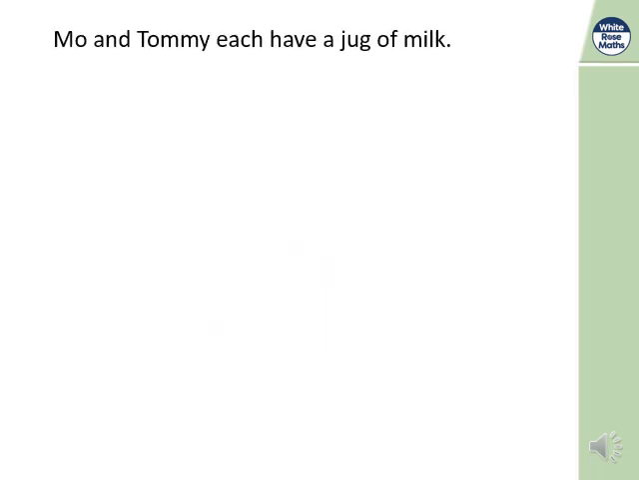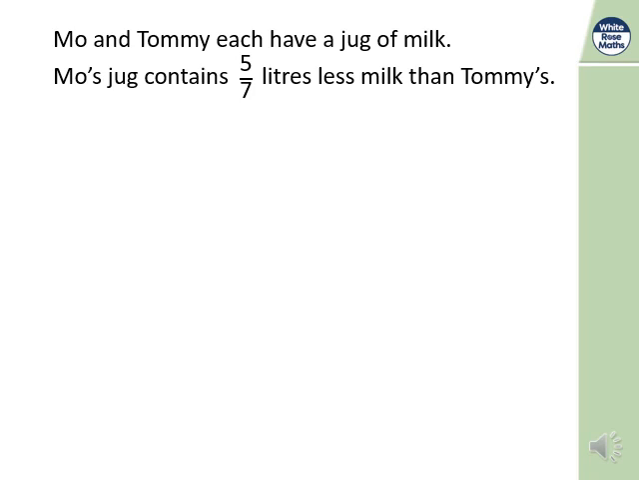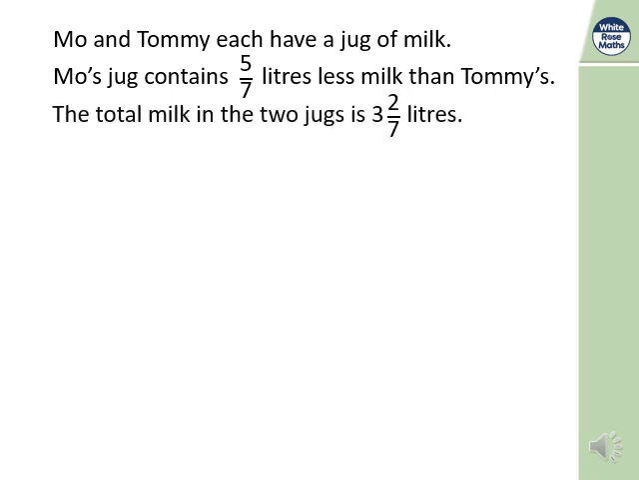Now we've got a word problem here. Mo and Tommy each have a jug of milk. Mo's jug contains 5/7 litres less milk than Tommy's. The total milk in the 2 jugs is 3 wholes and 2/7 litres. How much milk does Mo have?